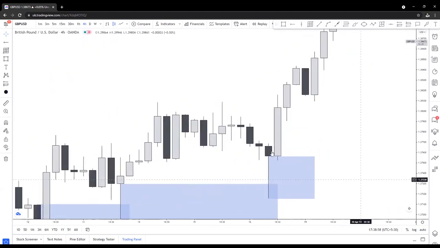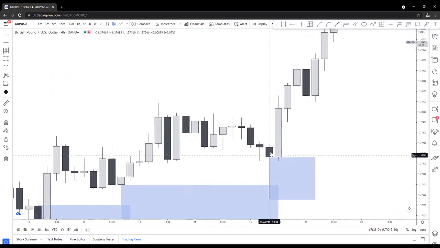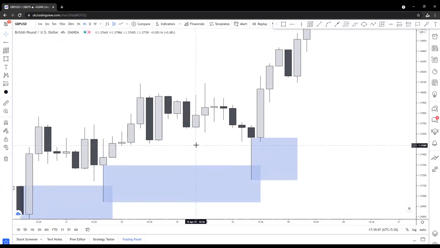Now I'm going to tell you about this wick right here. I told you, where will the first order block be? On the opening, on the base. You see how price came back down to the opening of this candle and then mitigated it. Then where will the next one be?